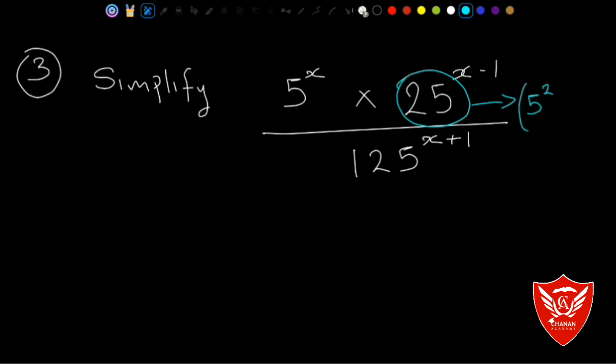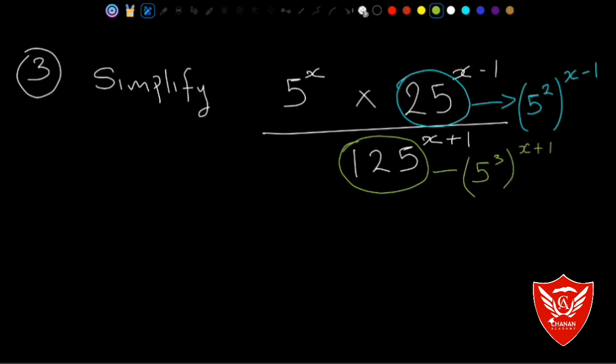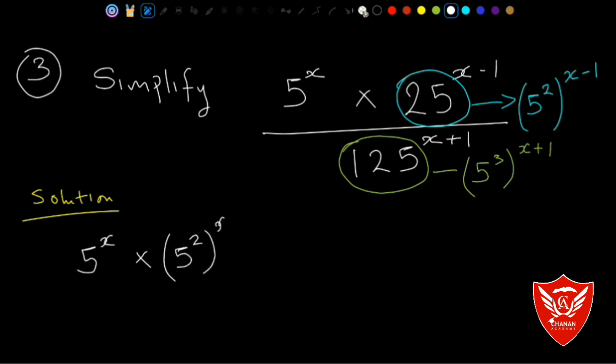So we can put it in a bracket and say x minus 1. Also, if you look at 125, 125 can be written as 5 raised to the power of 3. So we can also put this in a bracket and say x plus 1. Now, let's put that down to solution. So what we are going to have now is 5 raised to the power of x multiplied by 5 raised to the power of 2, all in bracket x minus 1, over 5 raised to the power of 3, all in bracket x plus 1.